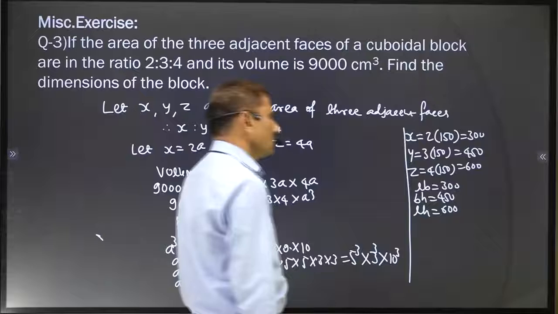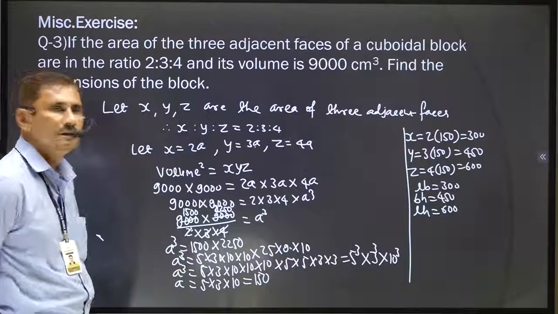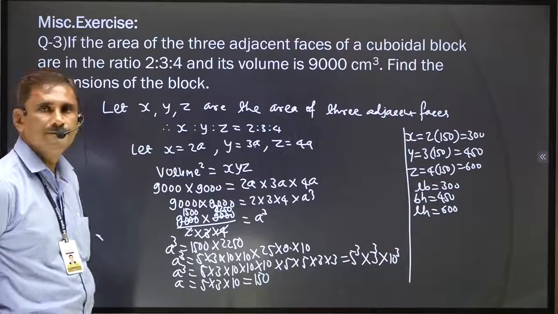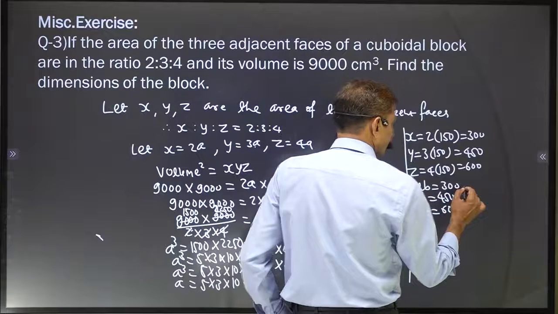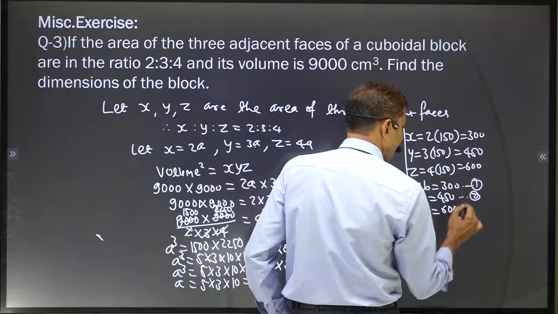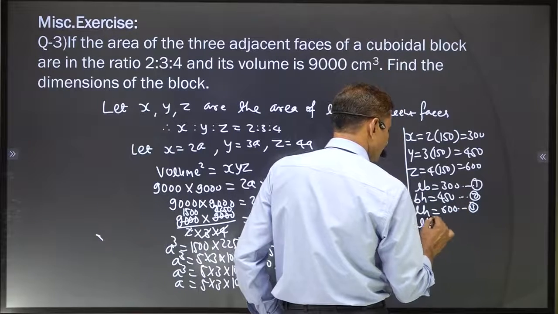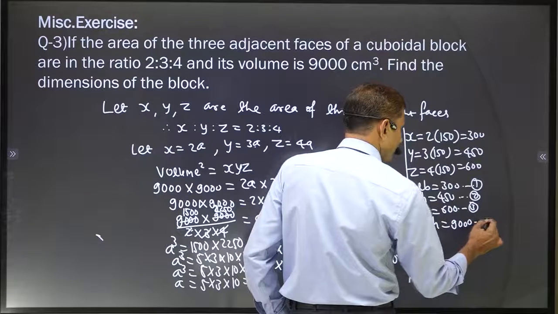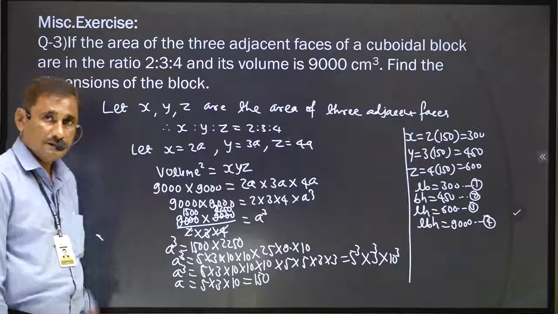Now how to solve all three and get the answer? Okay, so we are having one equation, second one and third one, and a fourth one also, L into B into H equal to 9000 also. Why? You can understand now. Volume is given. Okay, so understand well.